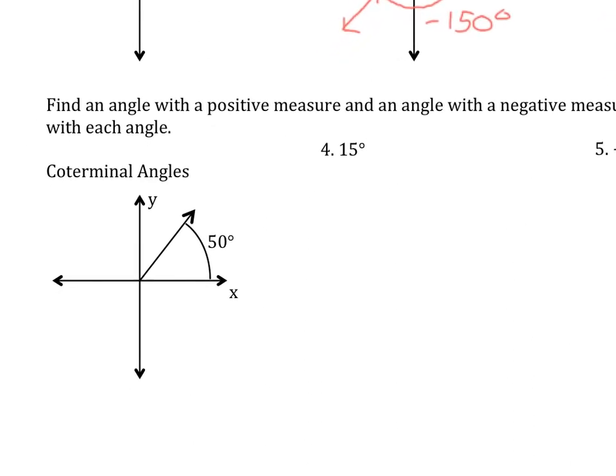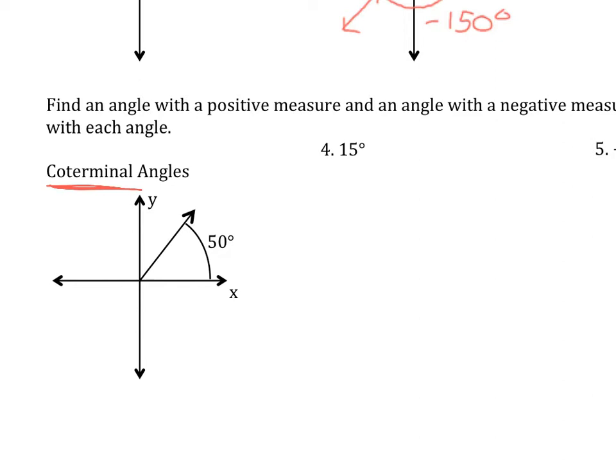Alright, now we're going to talk about coterminal angles. What does this word coterminal mean? Well, co means same, and terminal means end. So coterminal means an angle that ends in the same spot.